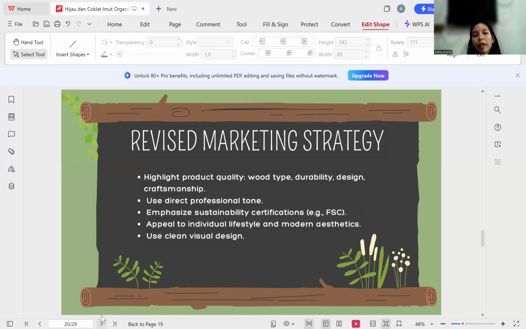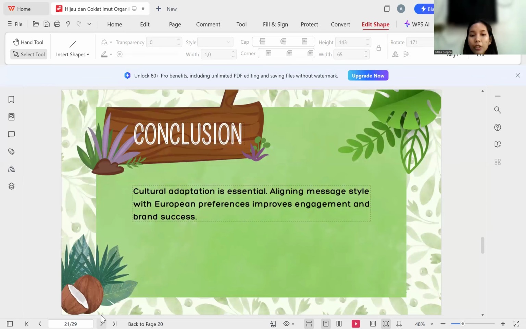So the next is the revised marketing strategy. In this case, highlight product quality, such as wood type, durability, and design craftsmanship. The next is to use a direct, professional tone. And the next, maybe, is to include sustainability certification. And the next is to appeal to individual lifestyle and modern aesthetic. And the next is to use clean visual design. So for the conclusion, I think cultural adaptation is essential: aligning message style with European preferences improves engagement and brand success.